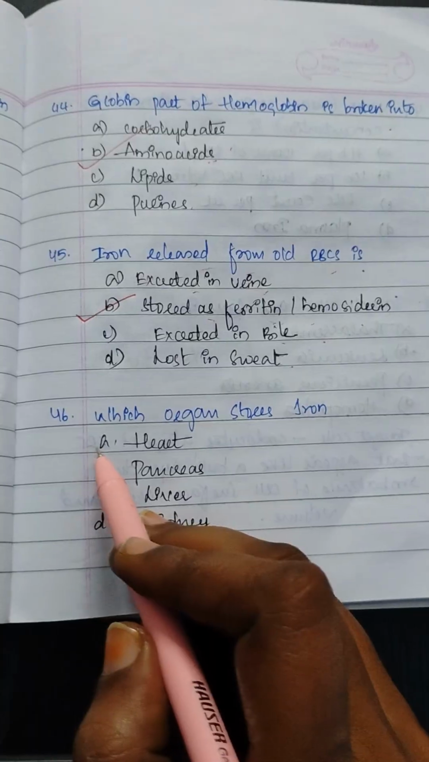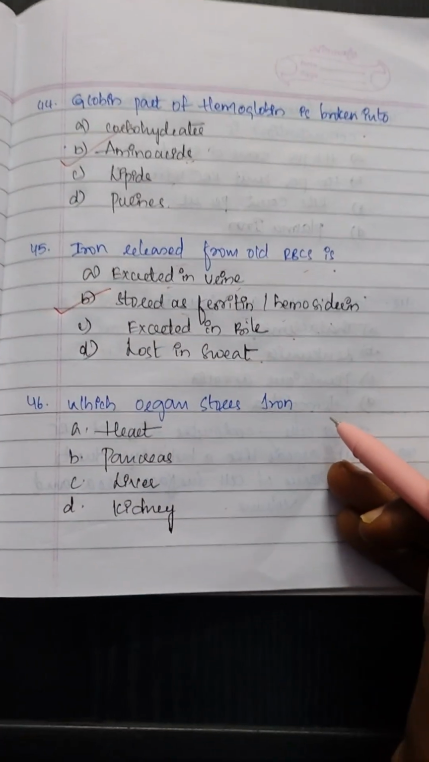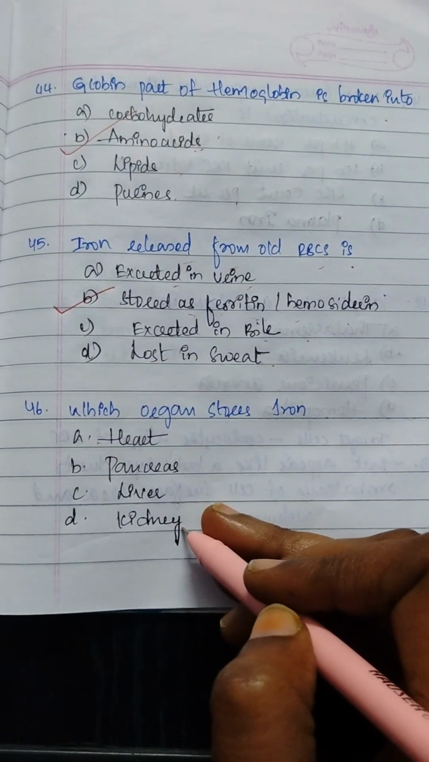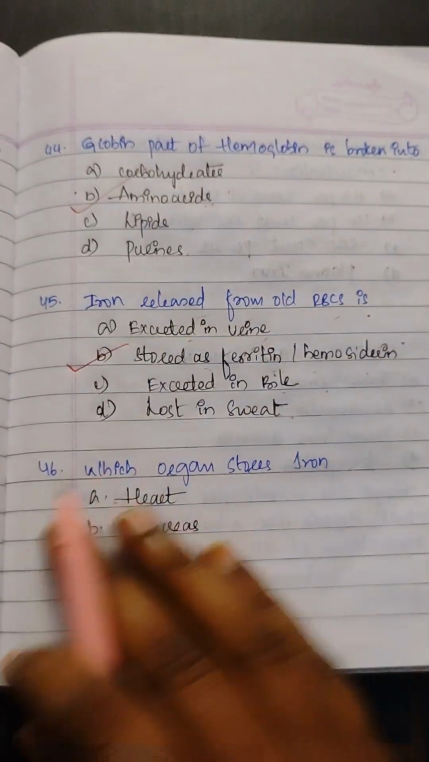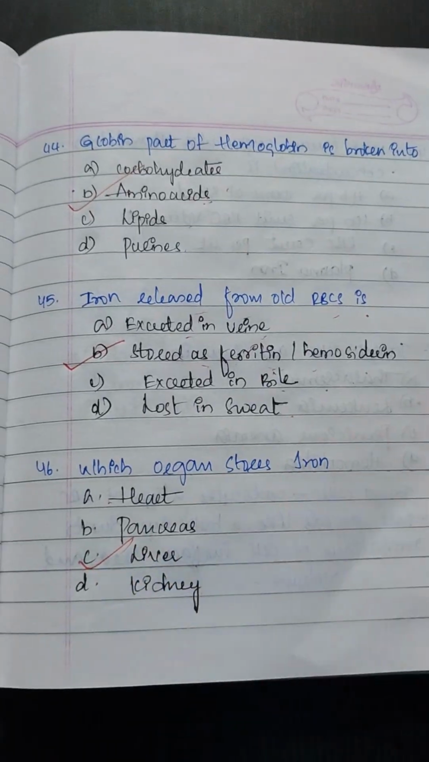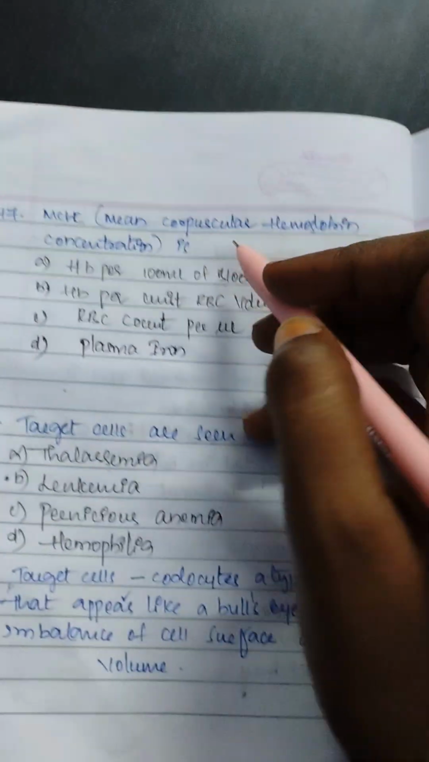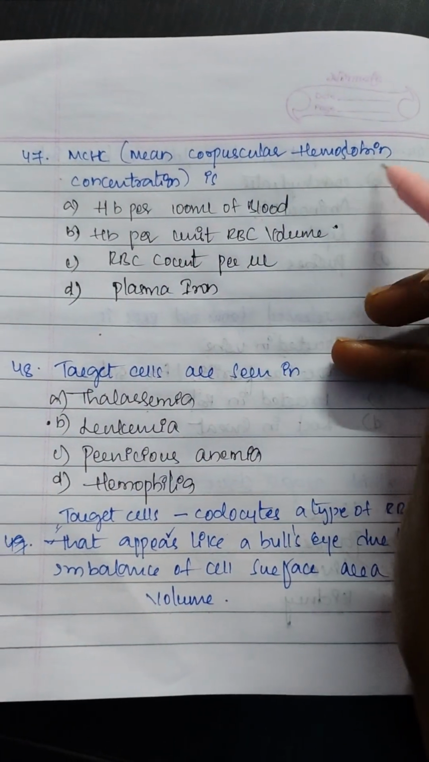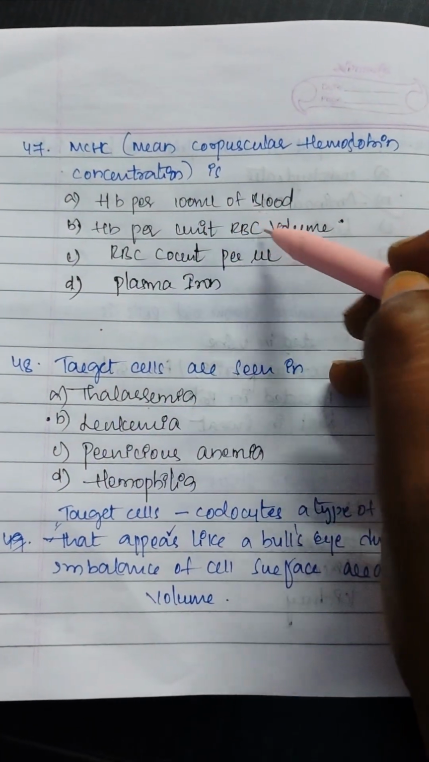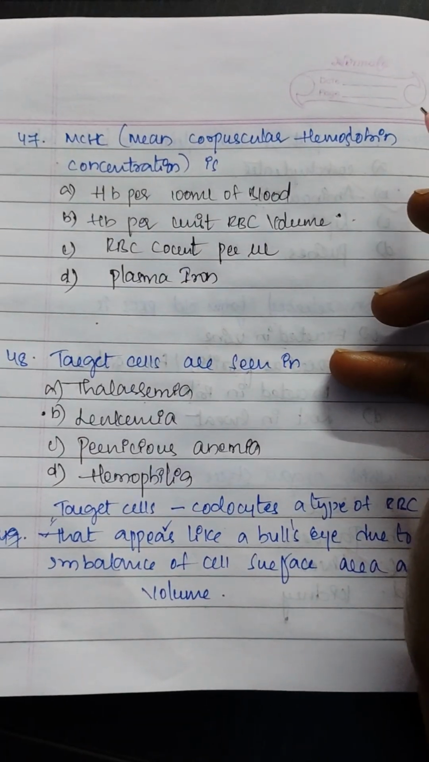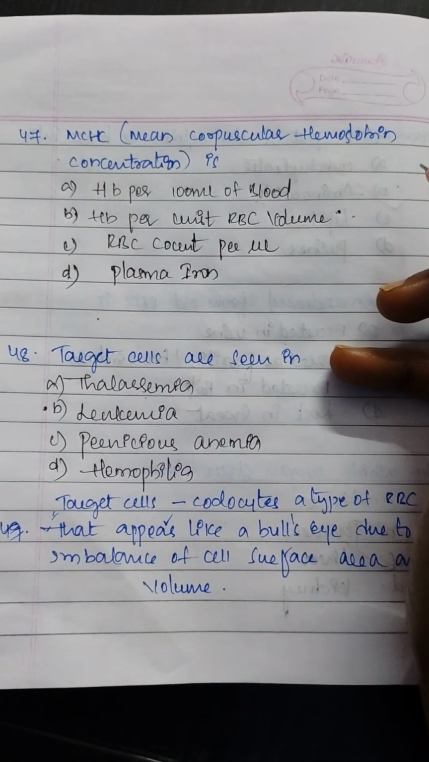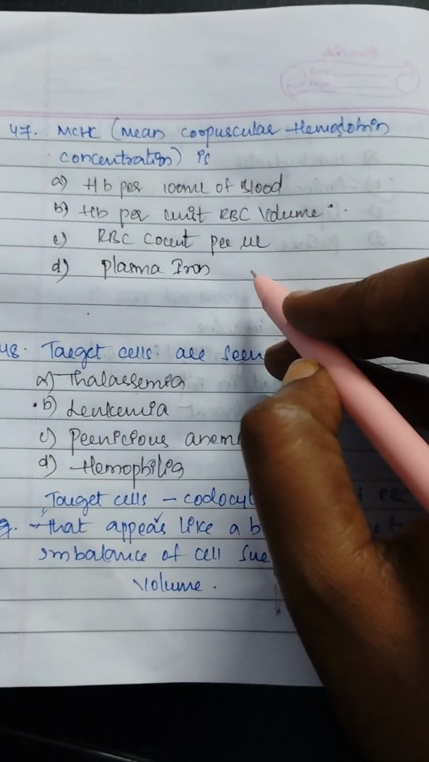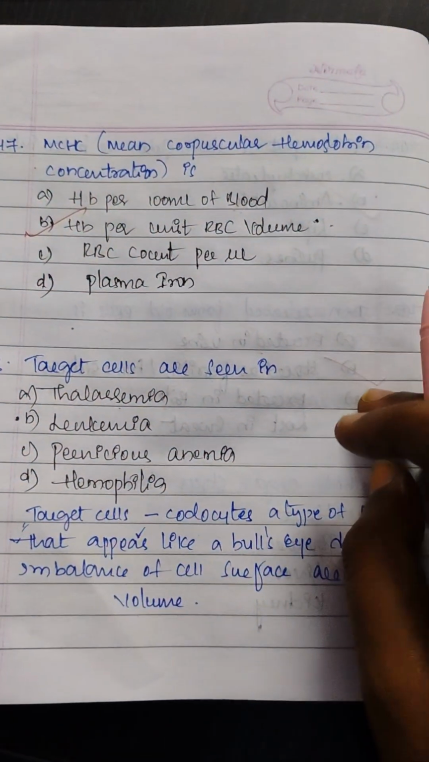The next one: which organ stores iron? Heart, pancreas, liver, kidney. The answer is C, liver. The next question: mean corpuscular hemoglobin concentration is Hb per 100 ml of blood, Hb per unit RBC volume, Hb count per microliter, or plasma iron. And the answer is B, Hb per unit RBC volume.